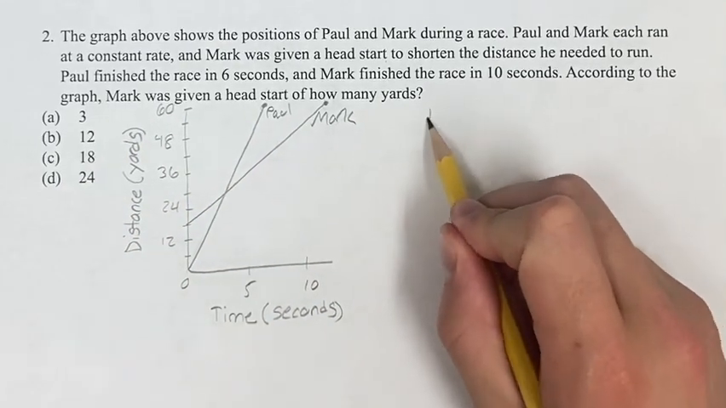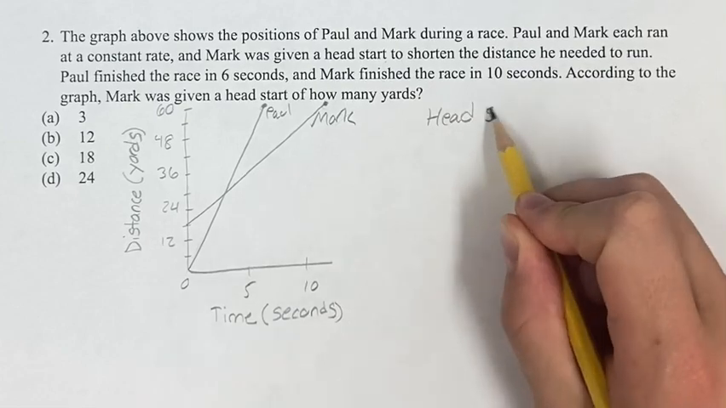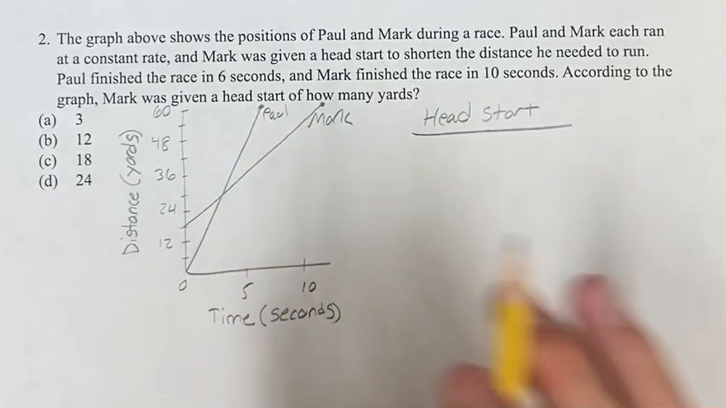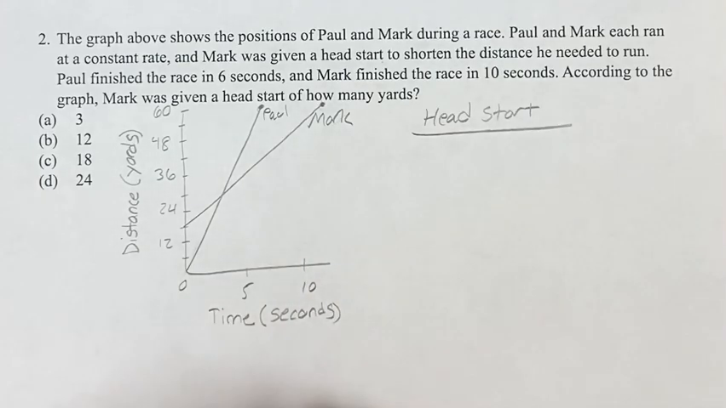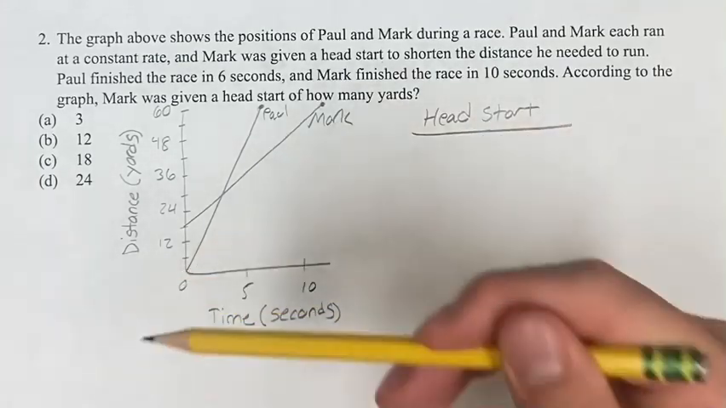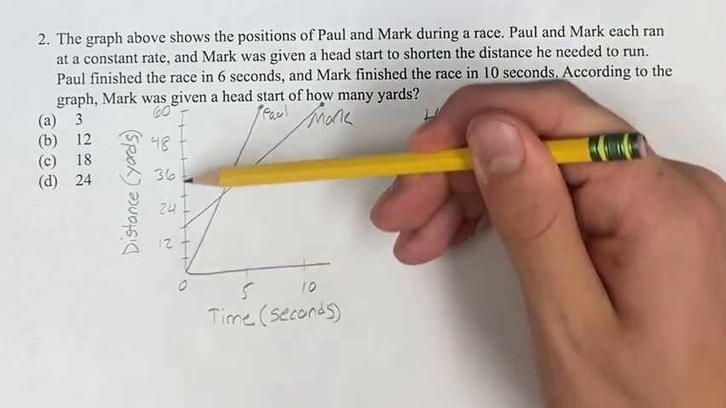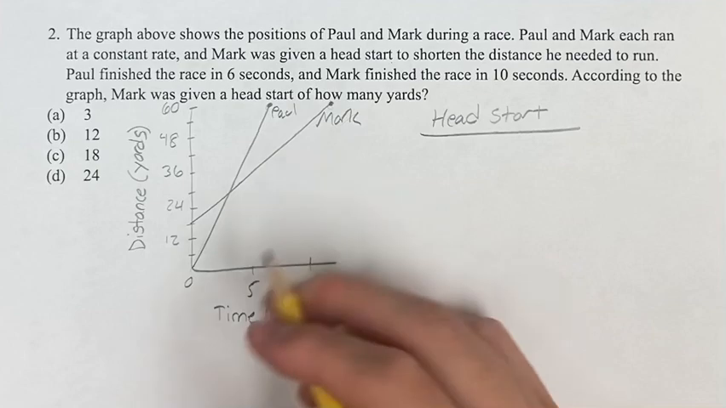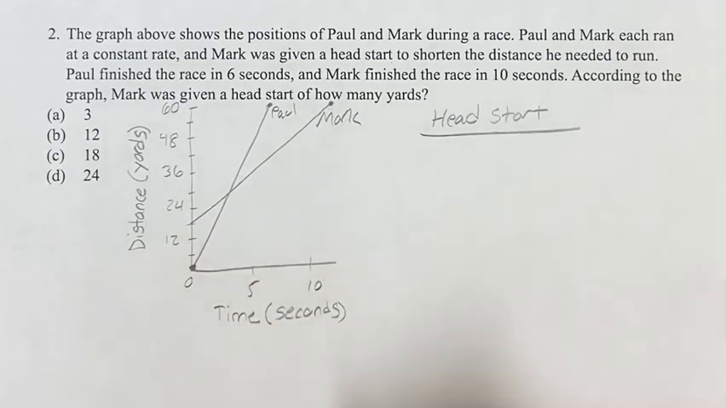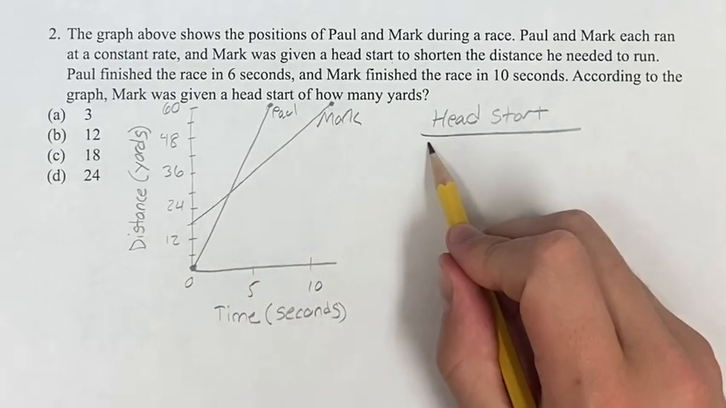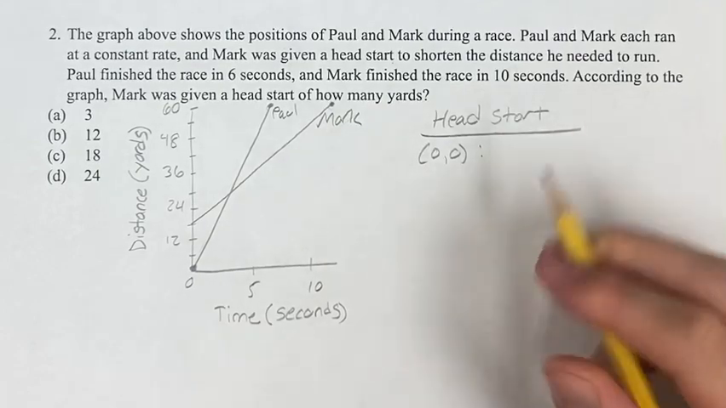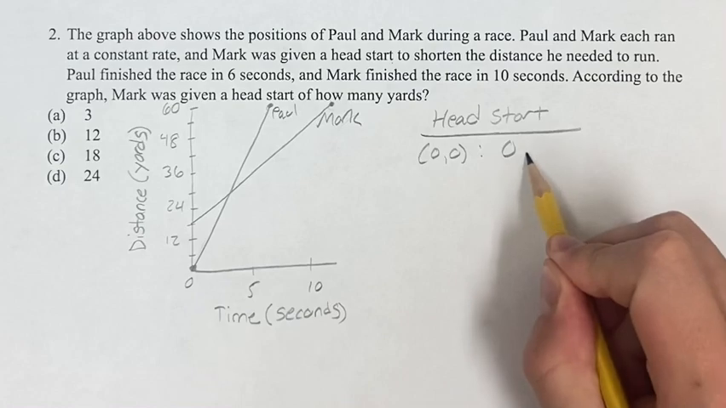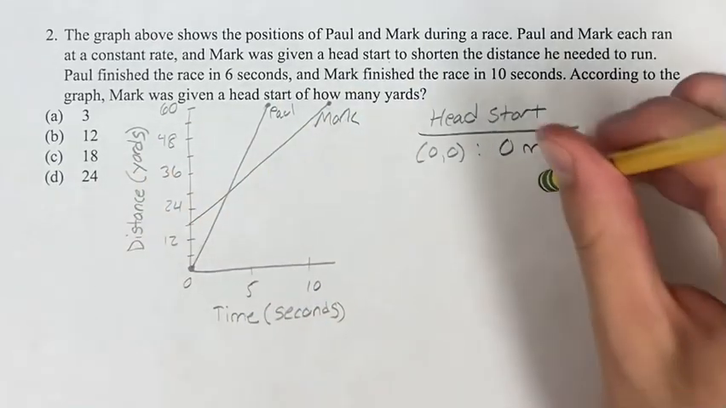So to find out how much of a head start he was given, we have to look at the starting positions of both of them. For Paul, we look at his position at time equal to 0. That's where his line segment intersects with the y-axis, because that's when his time is equal to 0. So his is all the way down there at the point (0, 0). So he was given a starting position of 0 yards.